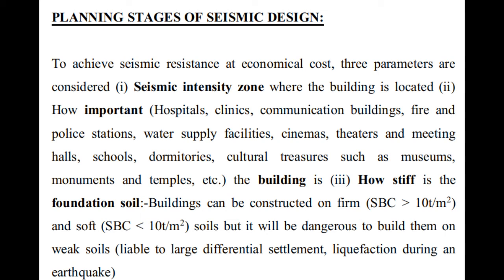For example, important buildings include hospitals, clinics, communication buildings, fire and police stations, then water supply facilities, cinemas, theaters, meeting halls, schools, dormitories, cultural treasures such as museums, monuments, temples. This comes under the category of important building. And number three, the third parameter is how steep is the foundation soil.